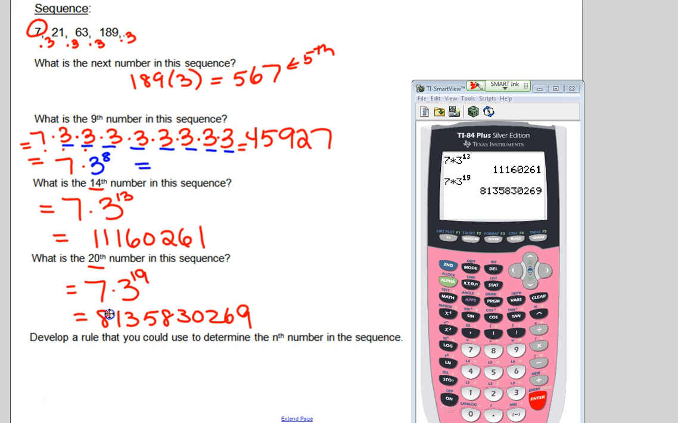Okay, so now our rule. Our rule is kind of similar to the rule previously. We're going to say a sub n. That means that the number term we're looking for, whether it be the 100th term or the 10th term, is equal to, in our particular problem, starting at 7, we multiply by 3, and we multiply by 3 so many times. And to figure out how many 3's we multiplied, it was always the number we were on minus 1 less. So that would be to the n minus 1 power.